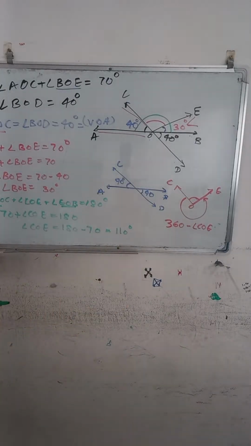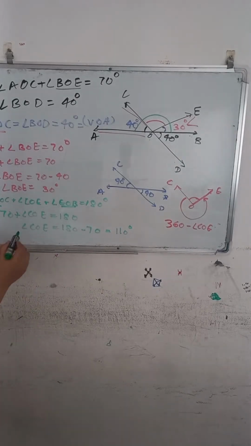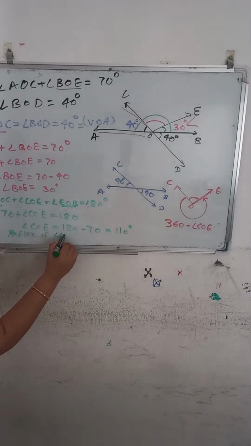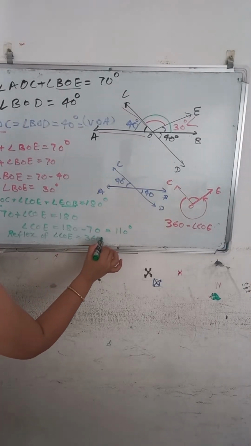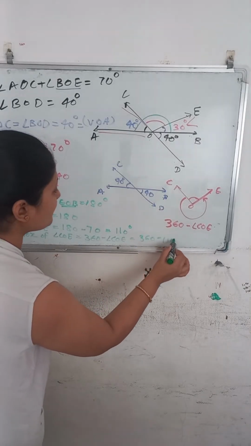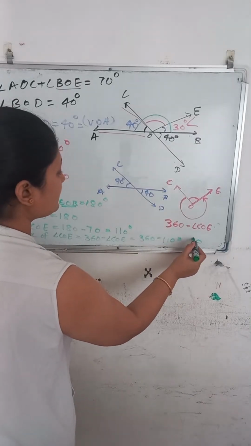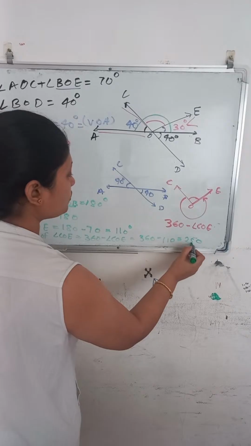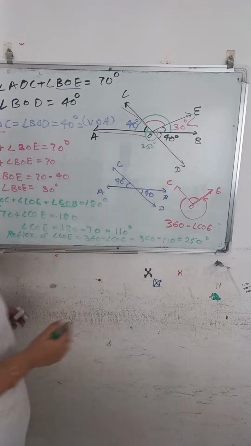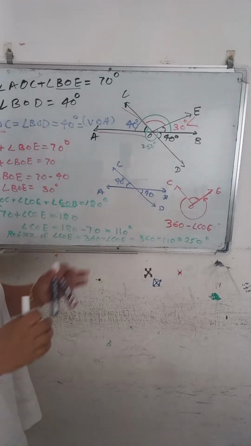So I got angle COE, but that is not my answer. I want the reflex of COE, and I told you the reflex of angle COE is 360 minus angle COE, that is 360 minus 110, which is equal to 250 degrees. 0 minus 0 is 0, 6 minus 1 is 5, and 3 minus 1 is 2, so 250 degrees. So I got the reflex as 250 degrees. Like this we have to solve the question. Very basic concepts we used here.